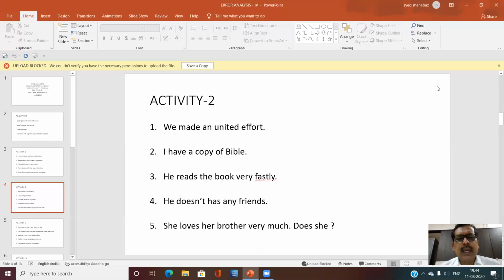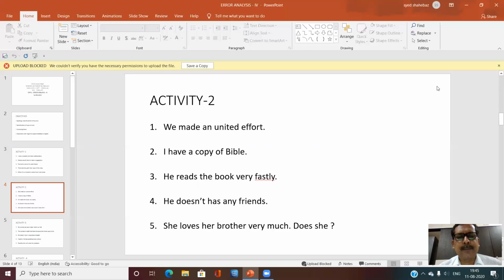Second, I have a copy of Bible. So the mistake is the use of article, definite article the. Here, the definite article the is missing before Bible. Bible is the holy book. So before the names of holy books, the definite article the has to be used. So I have a copy of the Bible. That is the correct expression.